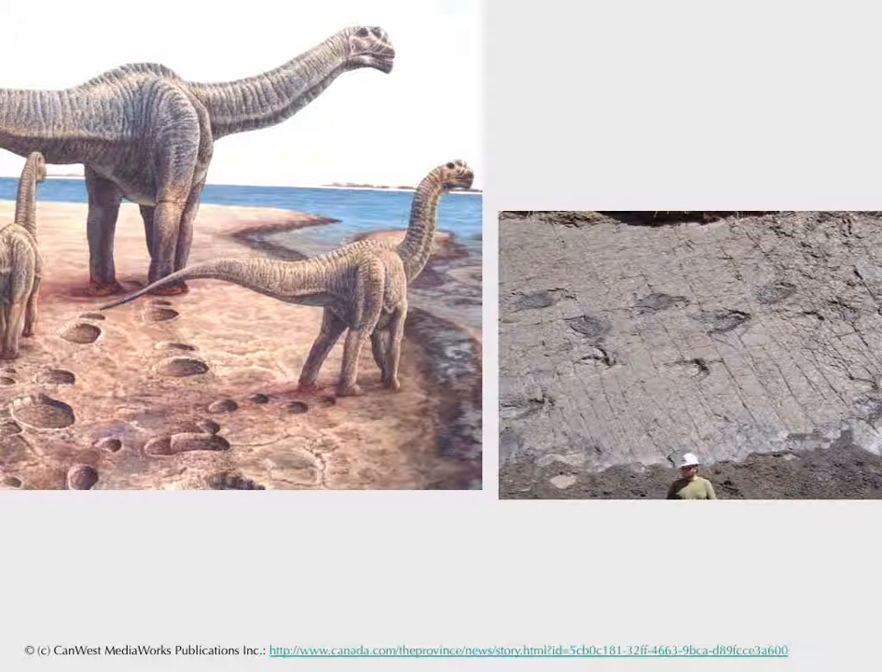So we find that sauropods moved in herds, and T. rex hunted in packs or singly; if you have enough T. rex tracks, you find that out. So then it's trace fossil information.